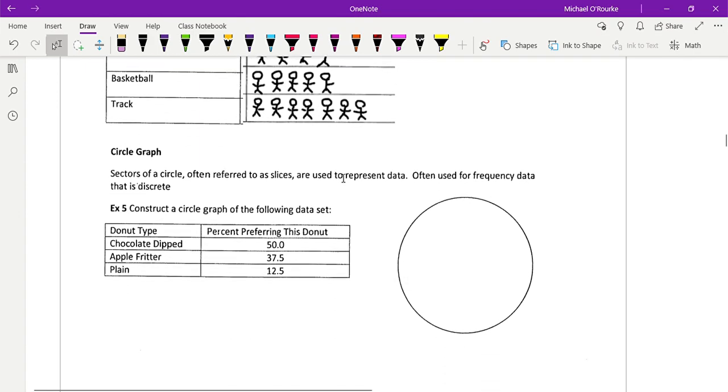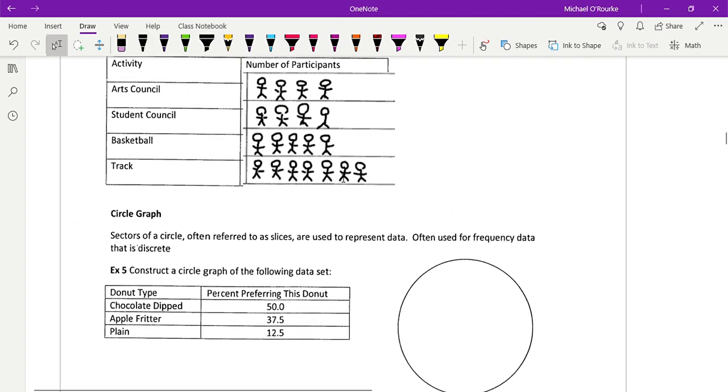Okay. Wait, scroll for a second. Pardon? No. I don't know when we're doing probability yet. Okay, last one. Last one's a circle graph.